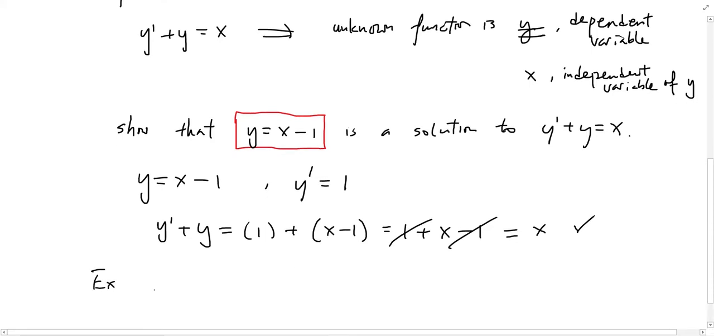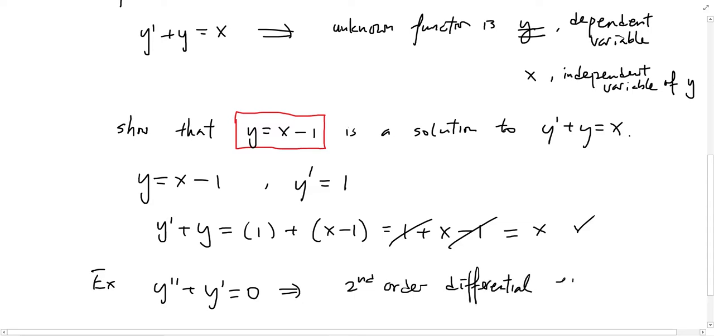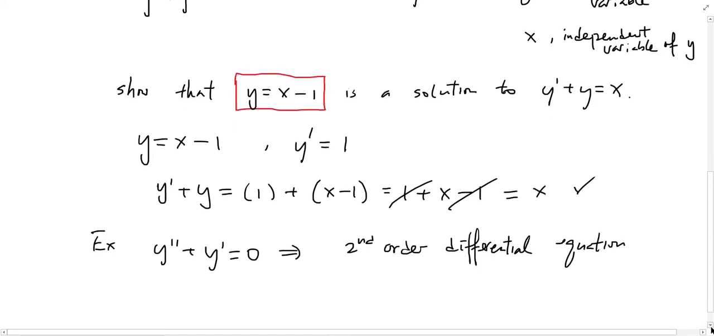How about this equation? Let's say y double prime plus y prime equal to 0. So this is often referred to as a second order differential equation. Why is this a second order differential equation? Well, you guessed it, because it involves the second derivative. That's why I call it second order. As a matter of fact, the order of the differential equation usually indicates the highest derivative involved. In a sense, the order is defined just like the degree of a polynomial.